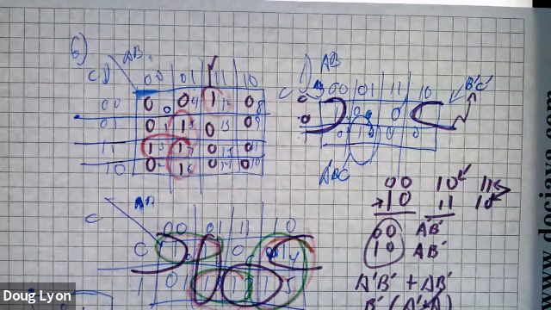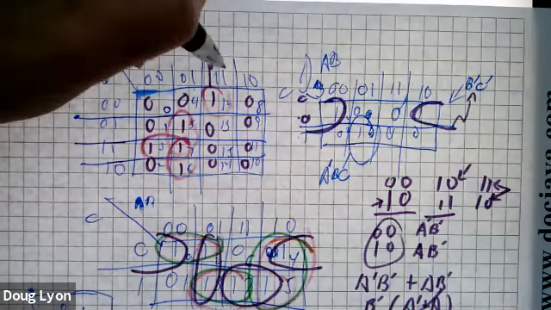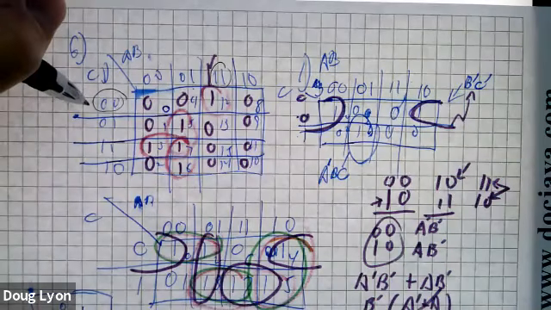Habibul. Haven't called on you lately. Habibul, what do you think? I'm not sure. Well, let's think about it. A and B are unchanged. C and D are unchanged.